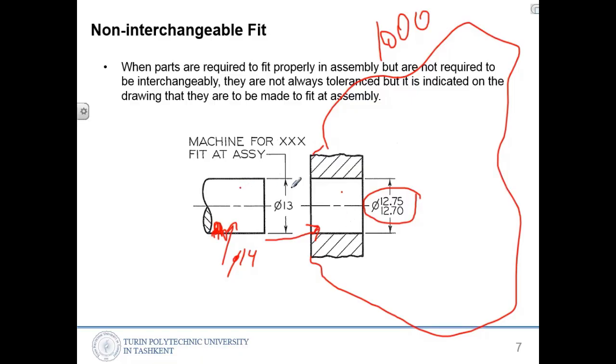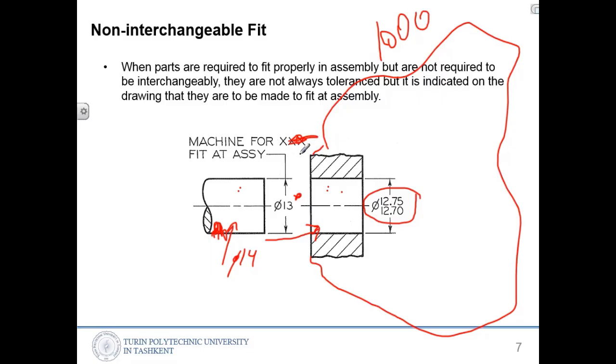So then this part will be only for this hole. This part is manufactured only for this hole. In this case we are not having tolerance here. We have to write it here: machine for this part number, fit at assembly. That is called non-interchangeable fit.